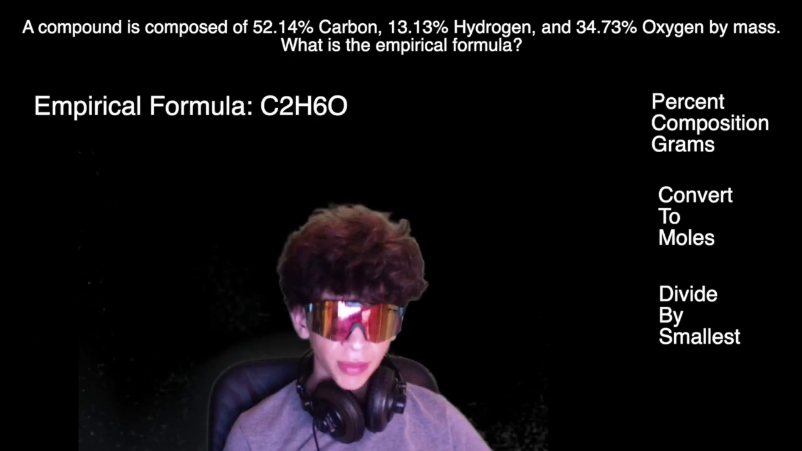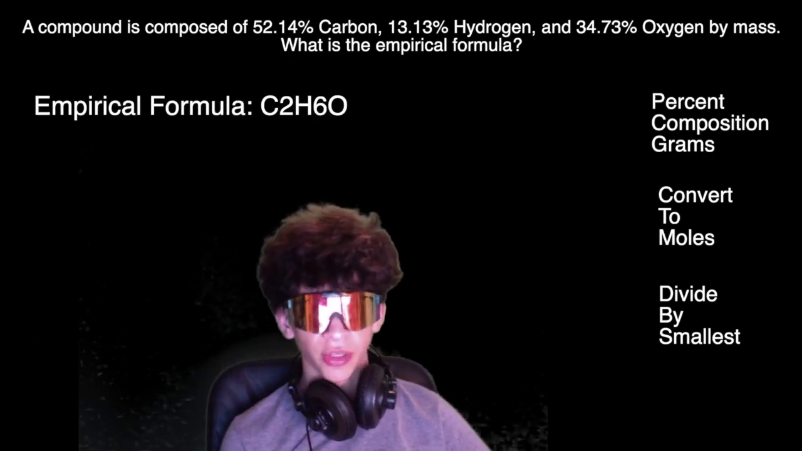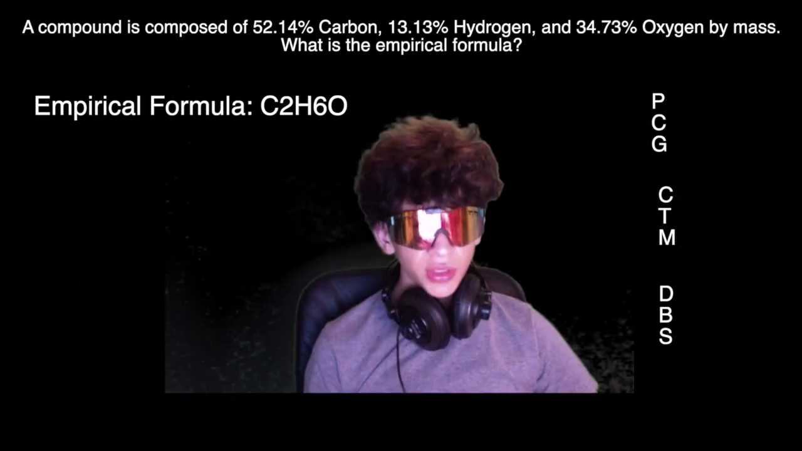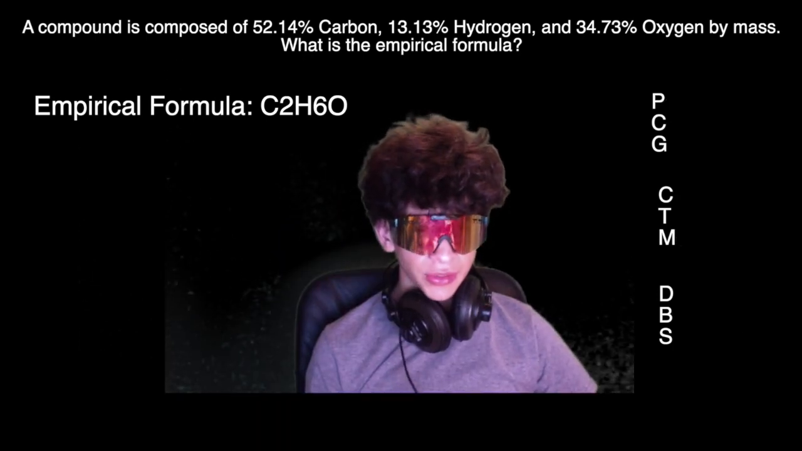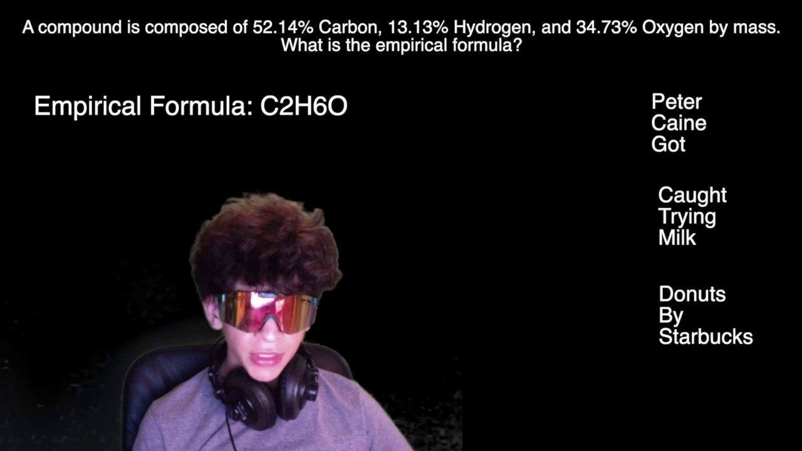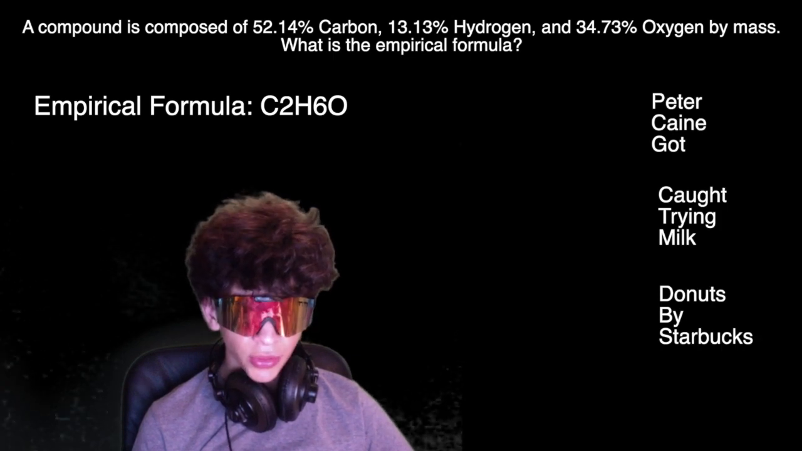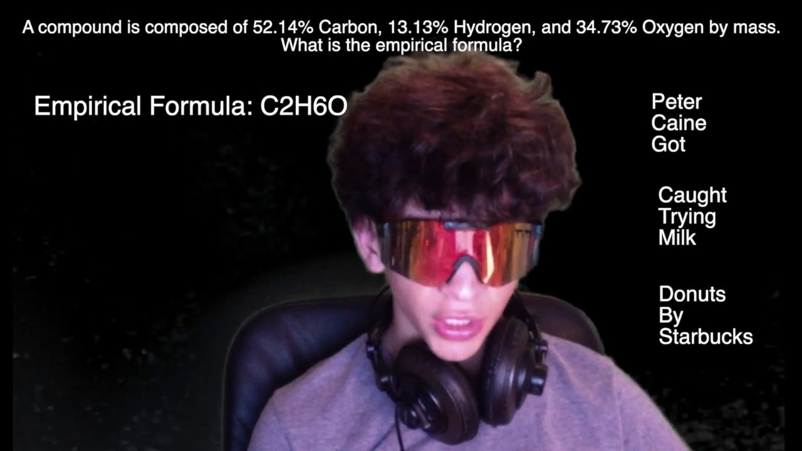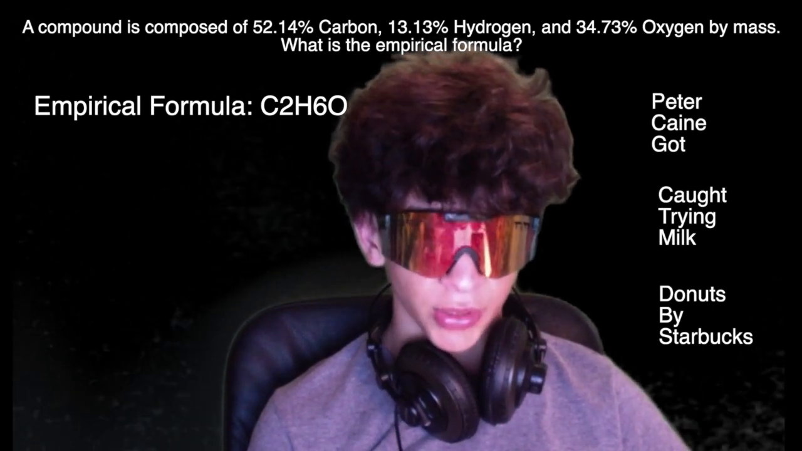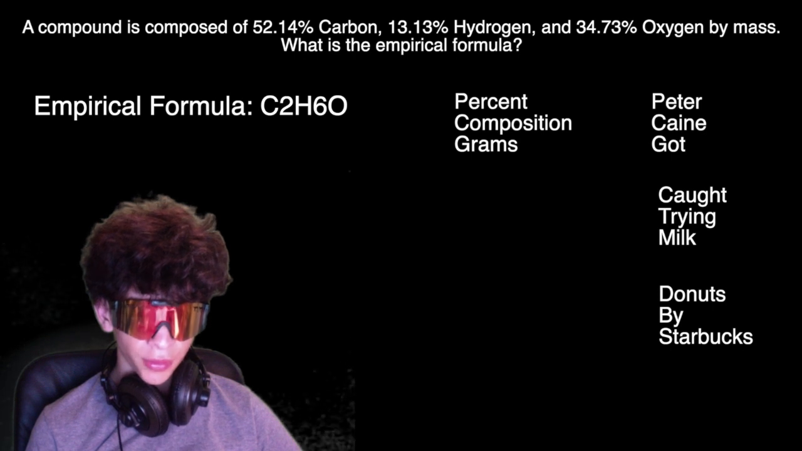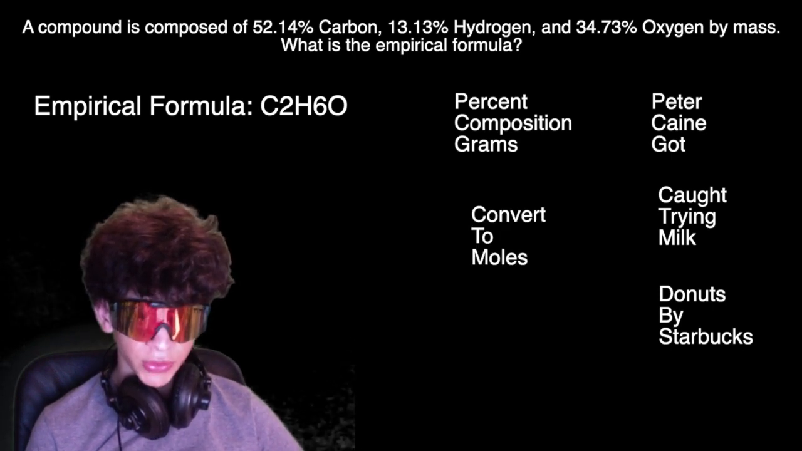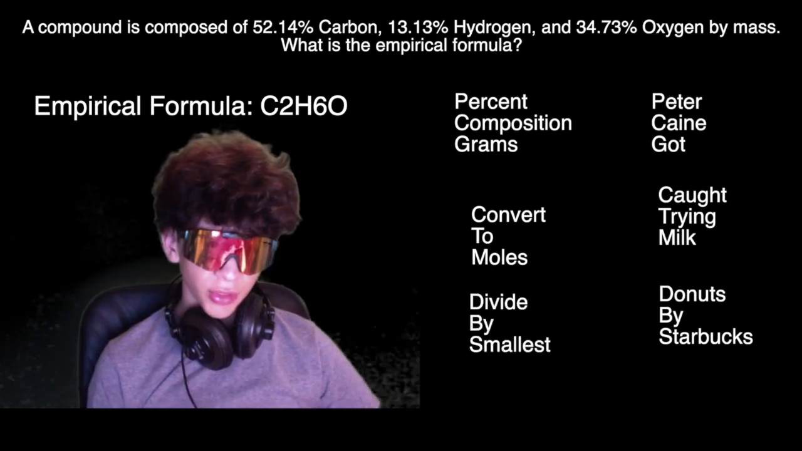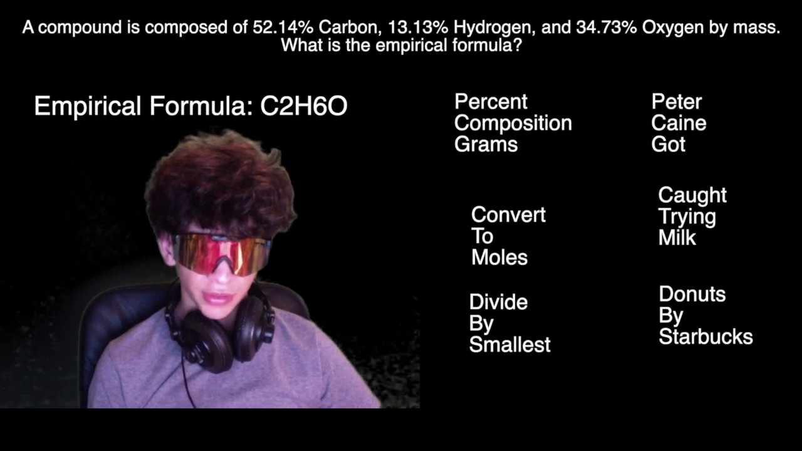This isn't a lot to memorize, but I will create a 9-letter acronym which should look something like this. Each of the 3 steps has 3 letters, so keep that in mind. The acronym is Peter Kane got caught trying milk donuts by Starbucks. Remember that. Peter Kane got caught trying milk donuts by Starbucks. This just means step 1, percent composition grams. Step 2, convert to moles. Step 3, divide by smallest. This is just a very straightforward process of finding the empirical formula.